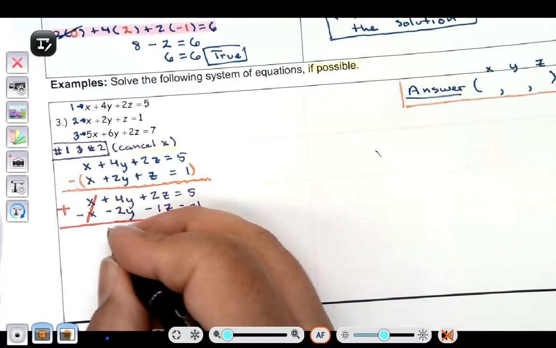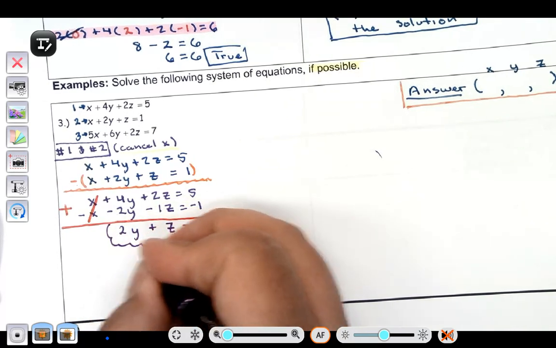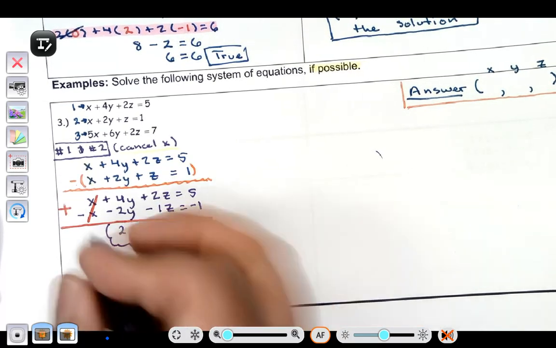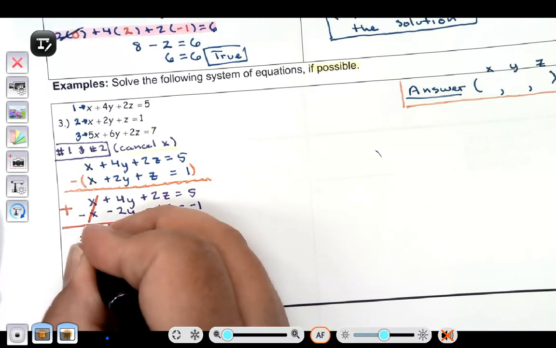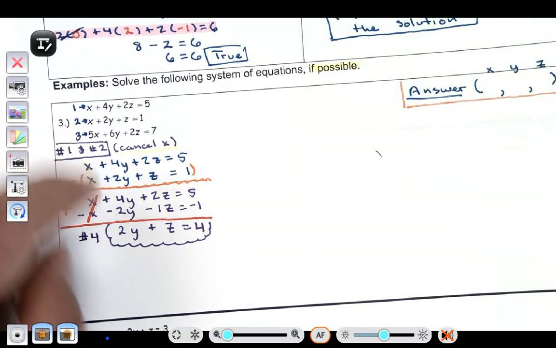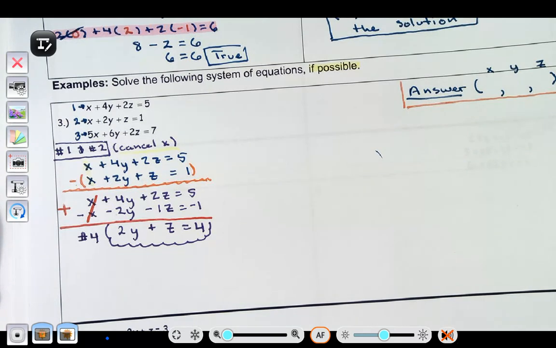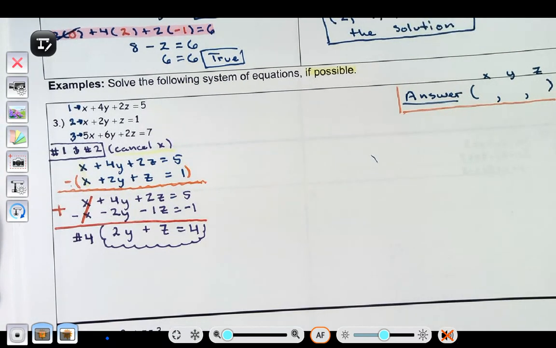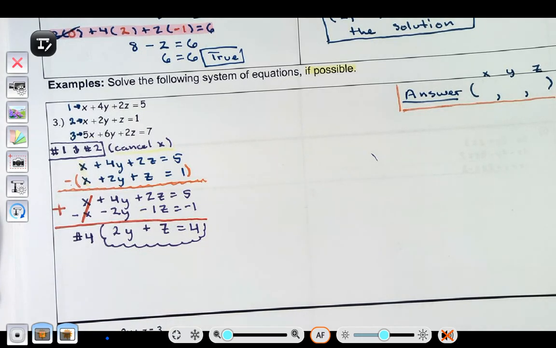We have now created a brand new equation right here, and I'm going to call this equation number 4. We already had number 1, number 2, number 3, and now we have equation number 4. Notice there's no letter by itself, so it's not like I found what y is or what z is. You can't solve for 2 letters at a time, but we're getting there.